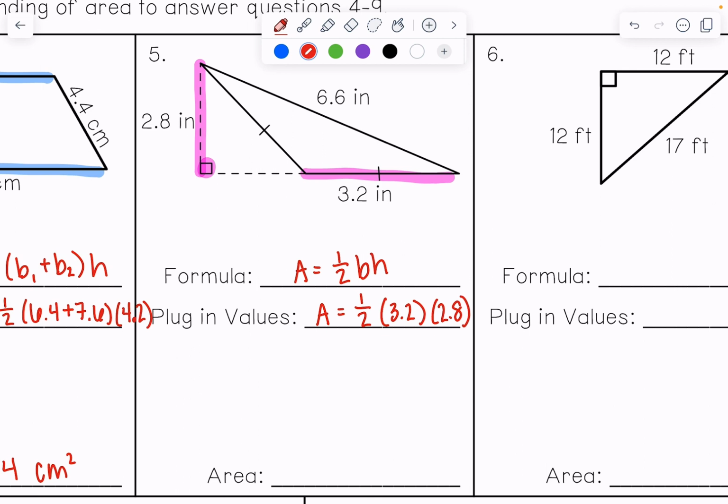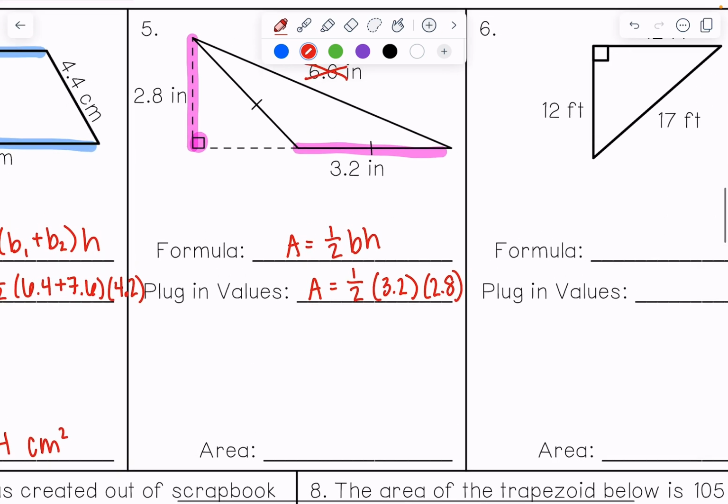The order in which you multiply does not matter, so if you have that in a different order, that's okay. But remember, we didn't need this one because that wasn't along the right angle. Go ahead and type into your calculator. And you should get an area of 4.48 inches squared.